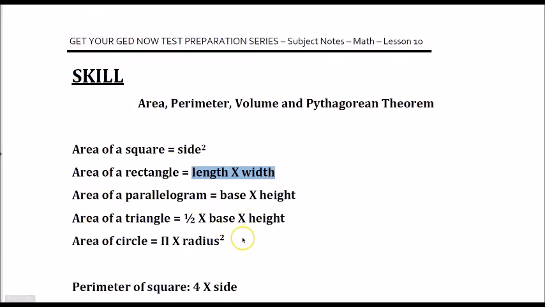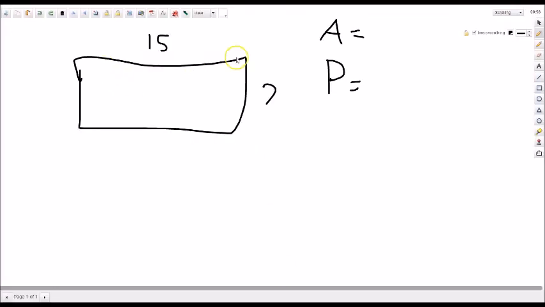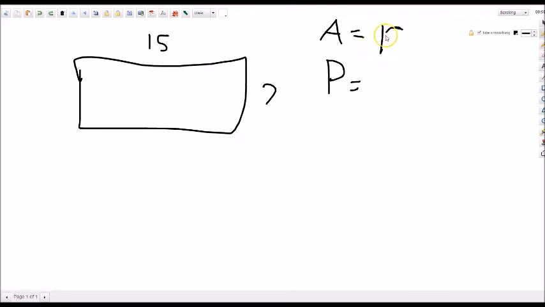So the area of a rectangle is length times width. So the length is 15, the width is 7, so 15 times 7 is 105. Now, so that's the area of the shape, right?